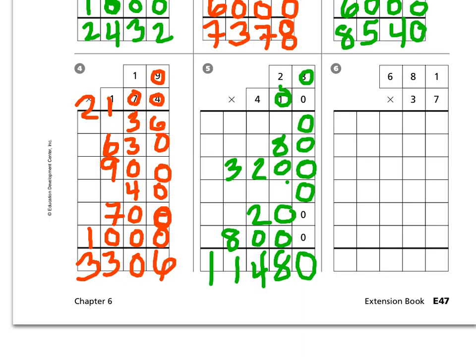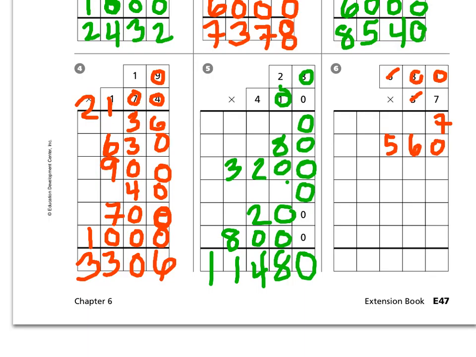Let's move on to number 6. I'm going to go ahead and cross the 3, the 8, and the 6 off for now. 7 times 1 is 7. Go ahead and make the 1 a 0 and uncover the 8. 7 times 8 is 56 plus 1 0.